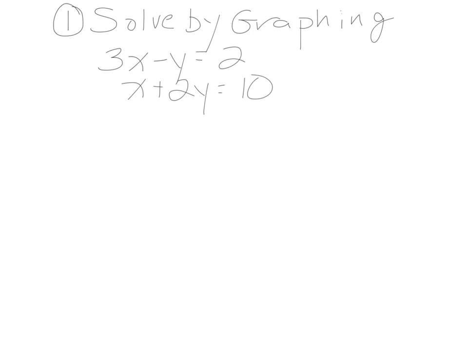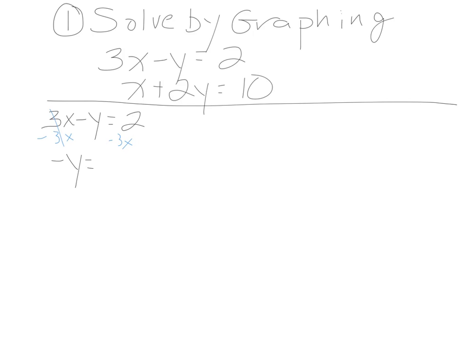In order to graph on the calculator, the equations need to be in slope-intercept form. So let's rearrange each of these. The first one is 3x minus y equals 2. Slope-intercept form has the y by itself. So we need to subtract 3x, negative y equals negative 3x plus 2, and then divide everything by negative 1. Y equals positive 3x minus 2.